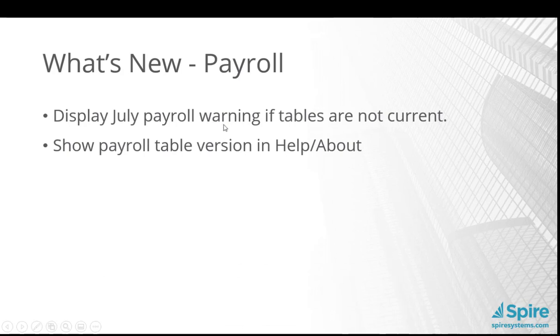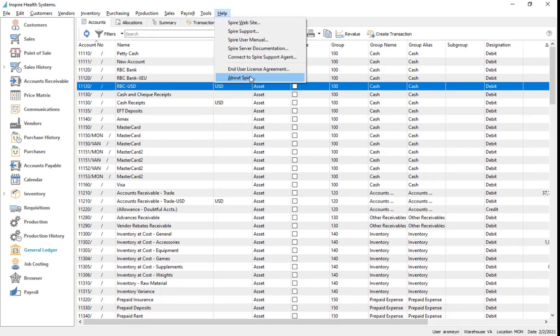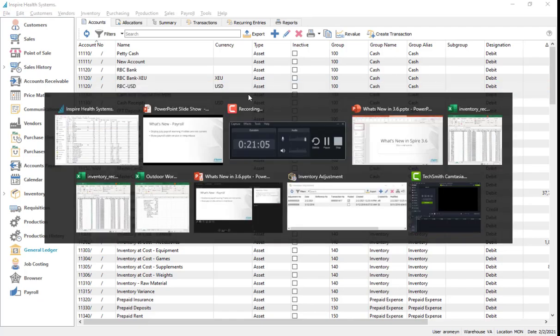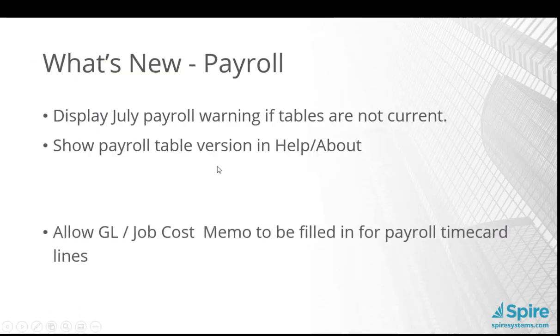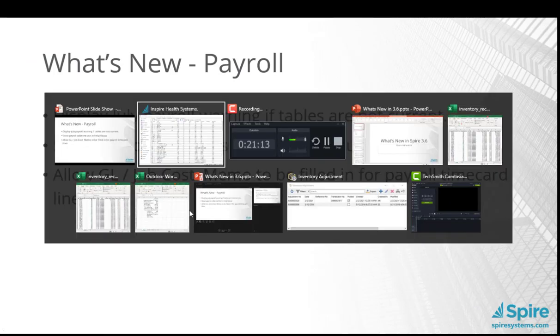Okay, the payroll table version and help about. So we go help and about Spire. You'll see that we're on January 2021 tables. Okay. A couple of simple things to start with. Okay, allow GL job cost memo to be filled in for payroll time card lines.